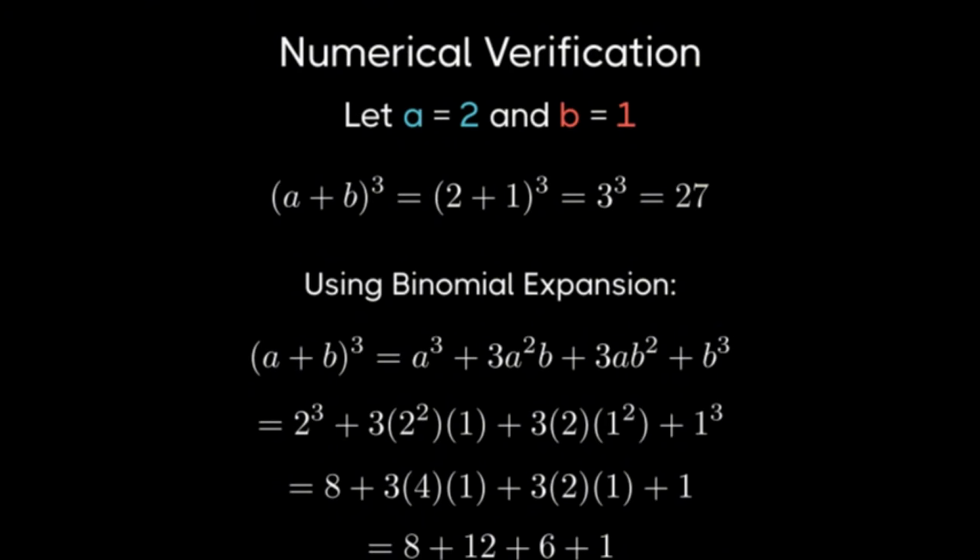The key insight here is that both methods yield exactly 27. This confirms that the binomial expansion formula for (a + b) cubed is mathematically correct. When we expand algebraically, we get the same result as when we compute the cube directly.